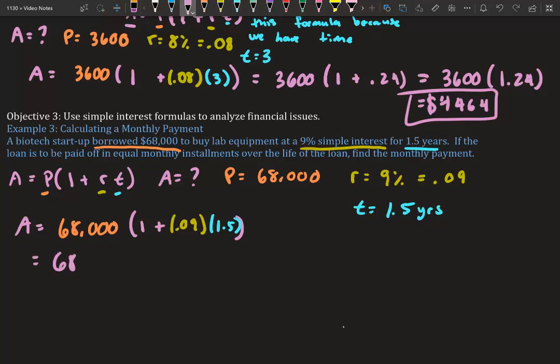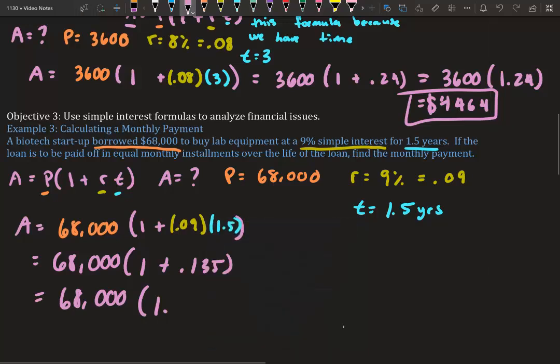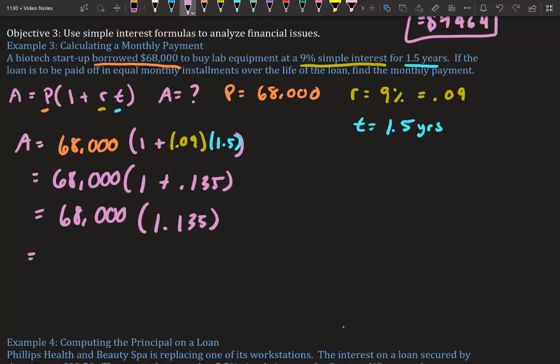So we have 68,000 times 1 plus 0.135. We combine like terms, so 68,000 times 1.135. We multiply and we get $77,180.